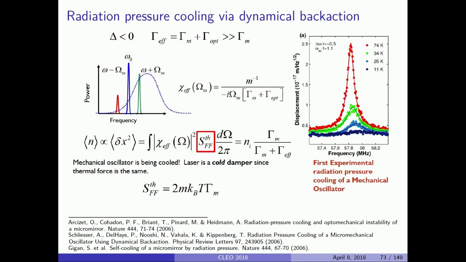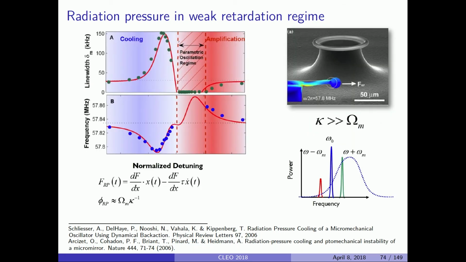You can also do the opposite. Maybe one more comment is that what happens in this cooling is that the thermal Langevin source stays the same, but you add optical damping. And this doesn't come without a price.